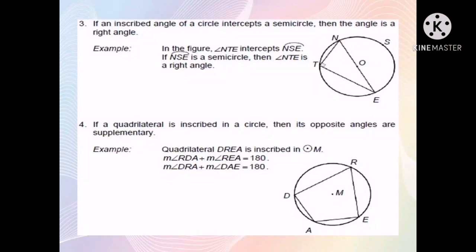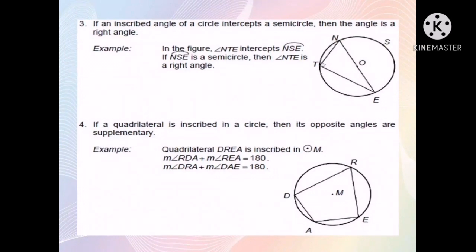Number 3. If an inscribed angle of a circle intercepts a semicircle, then the angle is a right angle. Example, in the figure, we have angle NTE intercepts arc NSE. If arc NSE is a semicircle, then angle NTE is a right angle.